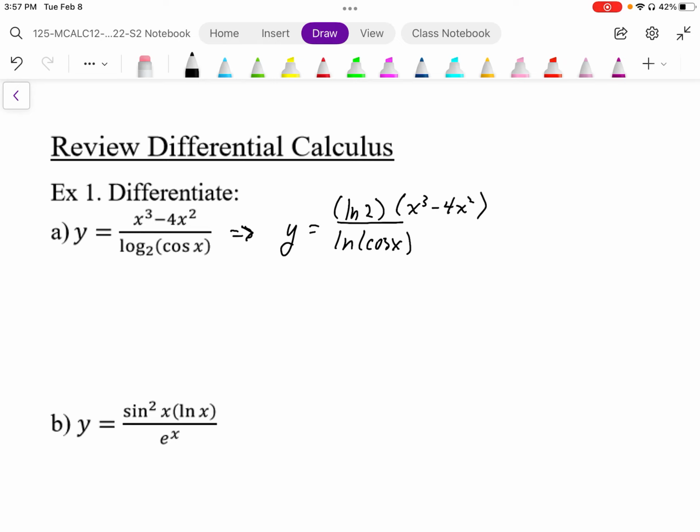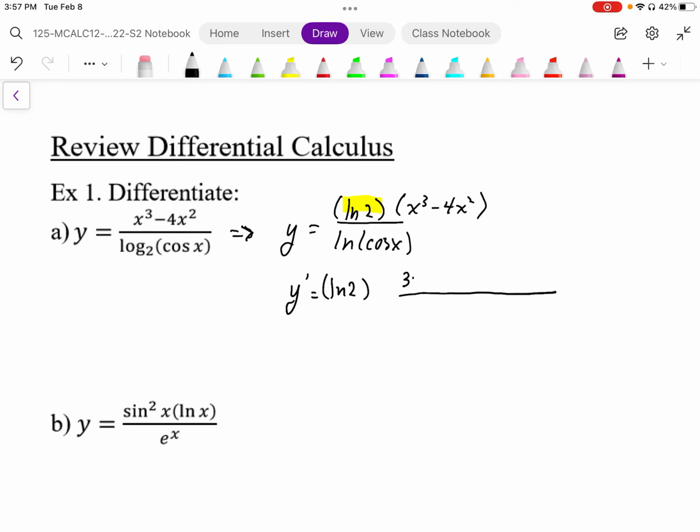So I'm going to have the quotient rule here and the chain rule involved. So I have to be careful while I'm doing this. The log 2 is a coefficient, so I can just leave that on the outside when I differentiate. So when I differentiate, I'm going to have my log 2. I'm just going to keep that on the outside. And then I'm going to differentiate this expression using the quotient rule and chain rule.